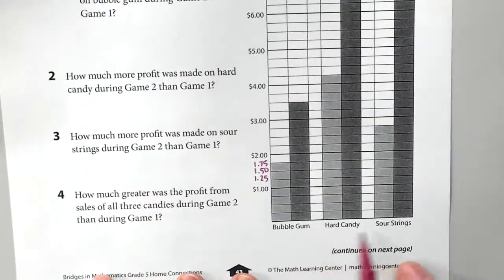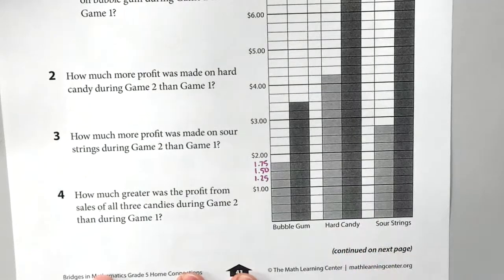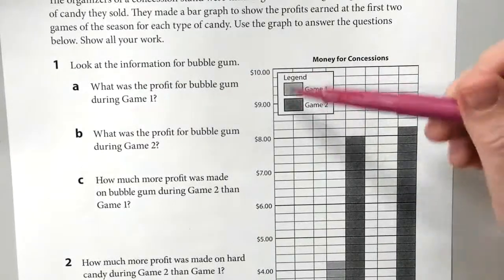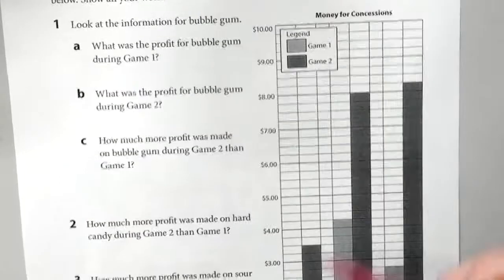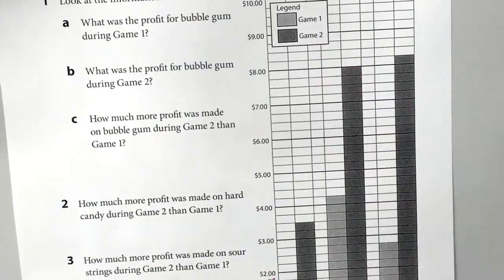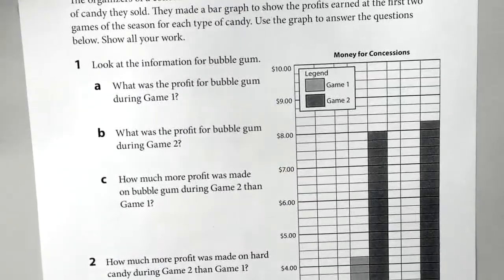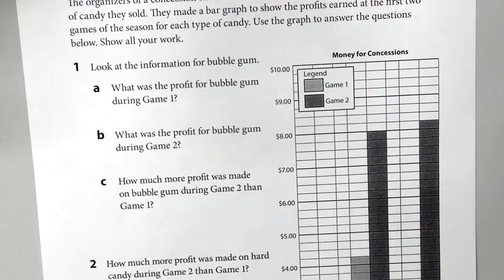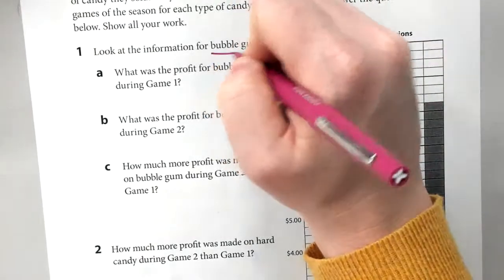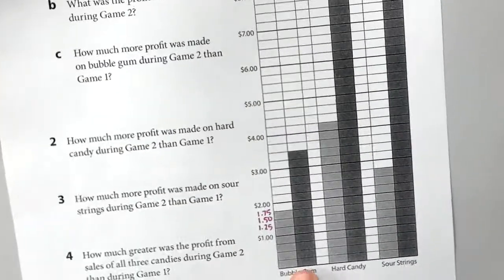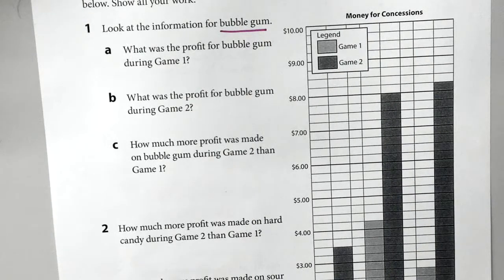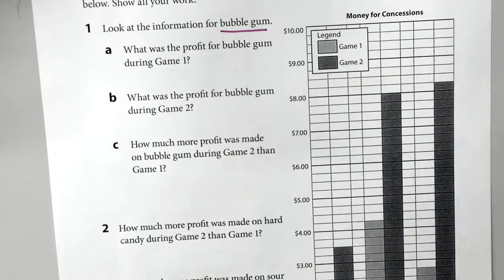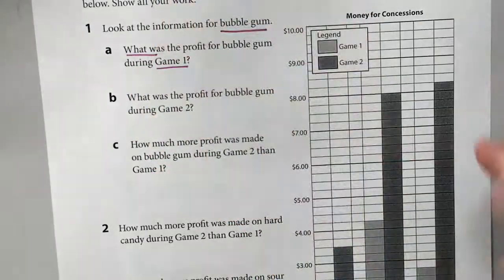Down at the bottom, it shows my different types of candy. Got it. And then my key or my legend shows the light gray is game 1, the dark gray is game 2. Okay, now I understand that graph. So number 1 says, look at the information for bubble gum. Bubble gum is the very first 2 bars on the bar graph. What was the profit for bubble gum during game 1? Okay, so game 1 is the light gray.